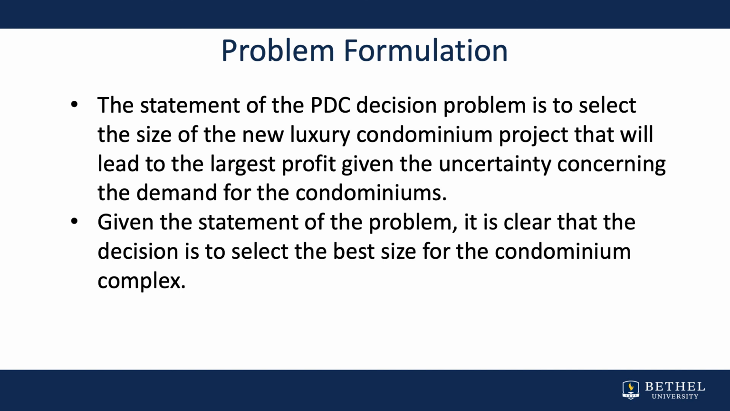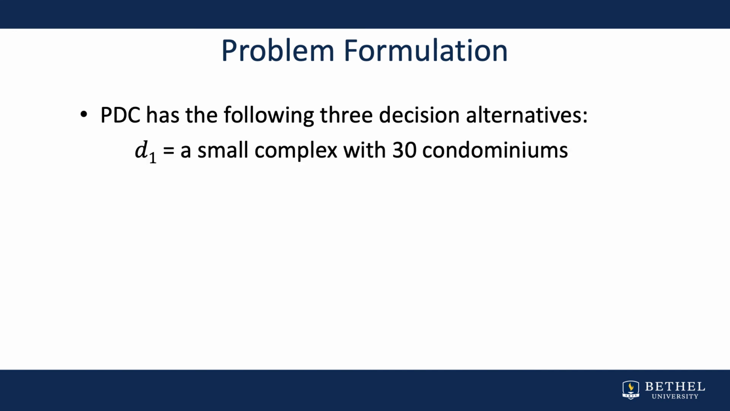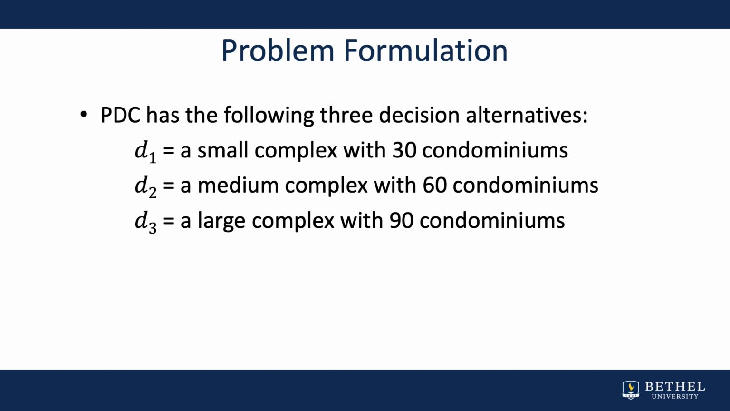Given the statement of the problem, it is clear that the decision is to select the best size for the condominium complex. PDC has the following 3 decision alternatives. Decision 1, or D1, is to build a small complex of 30 condominiums. Decision 2, or D2, is to build a medium complex of 60 condominiums. Decision 3, or D3, is to build a large complex of 90 condominiums.